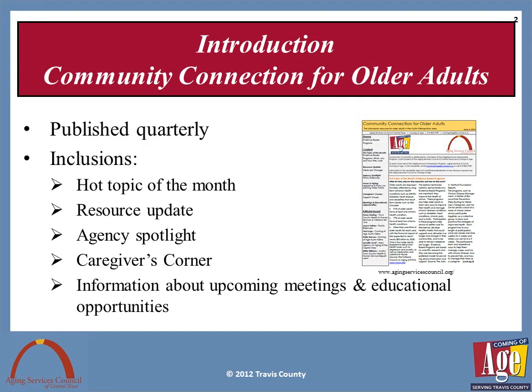And so every newsletter is published quarterly. We have one newsletter every quarter, and every newsletter has 5 inclusions. And those inclusions include Hot Topic of the Month, Resource Update, Agency Spotlight, Caregiver's Corner, and then information about upcoming meetings and educational opportunities. And so every newsletter is going to have these 5 inclusions, okay? But under each one of these inclusions, based on that particular newsletter, there are going to be different articles of interest, okay?